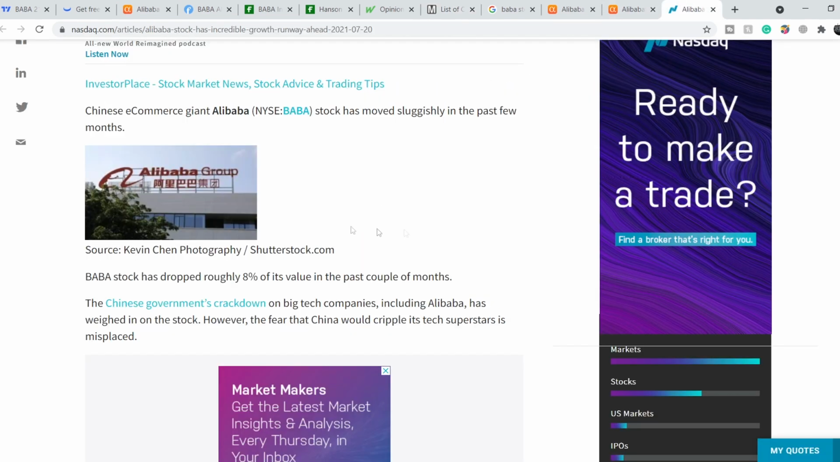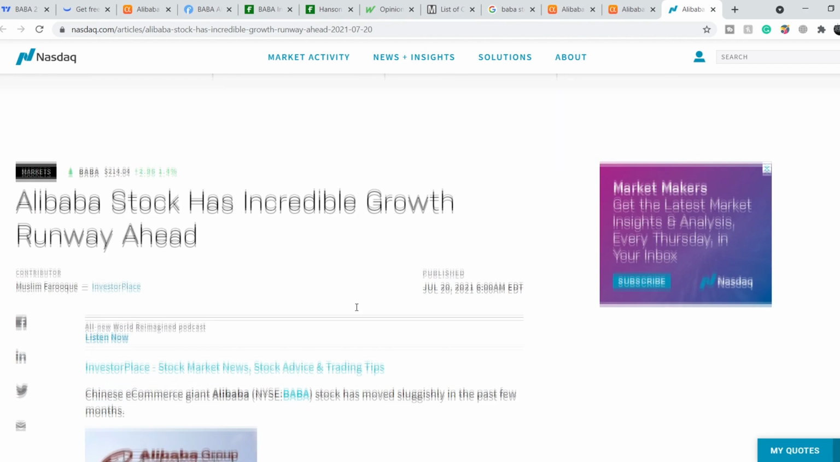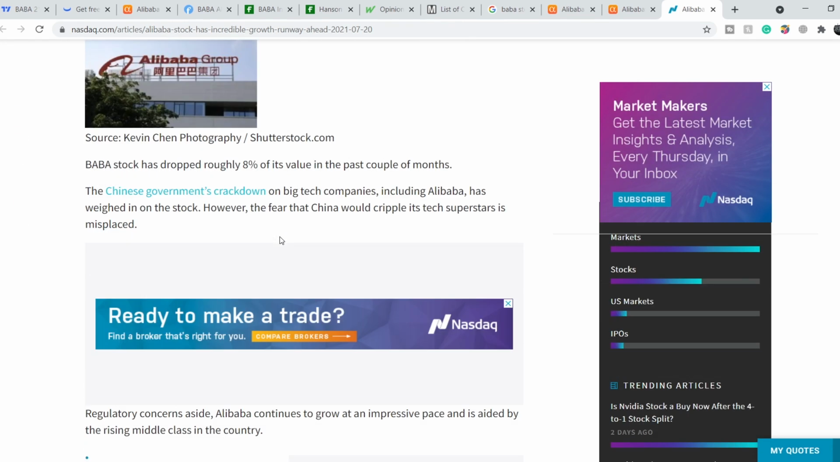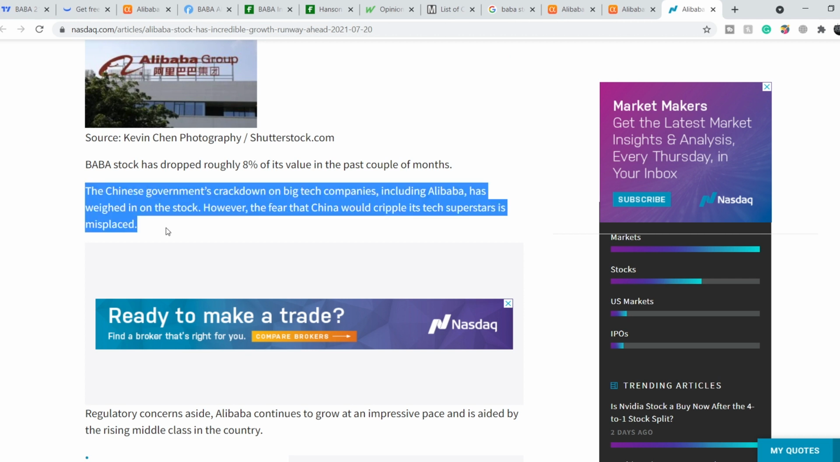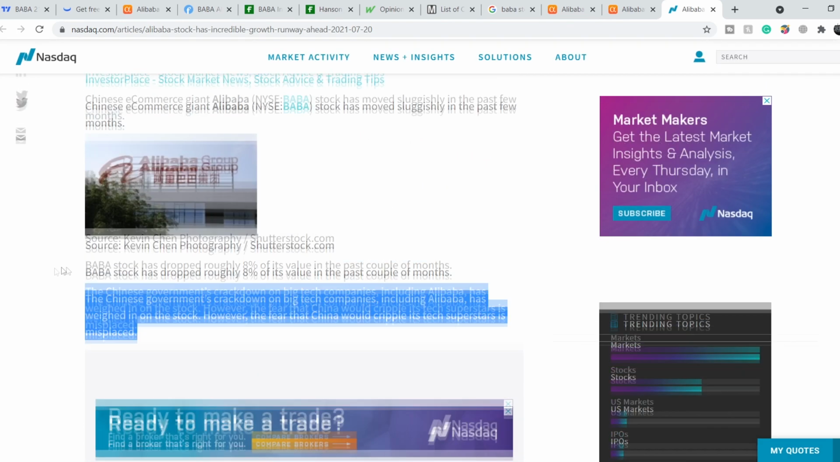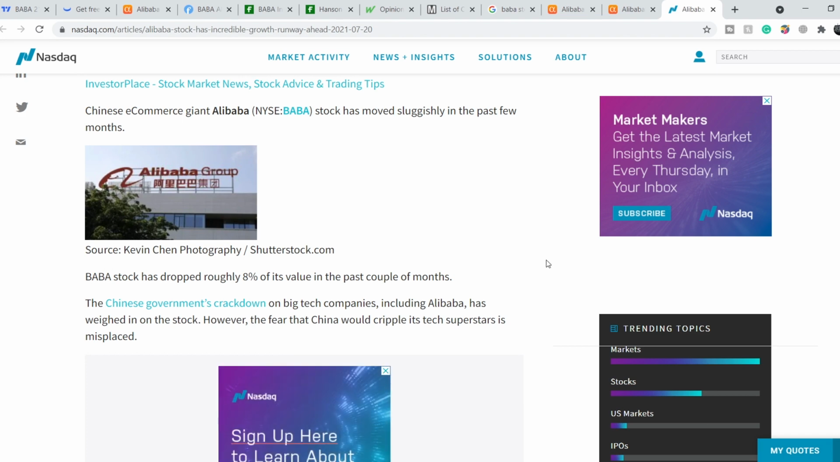And let me show you this. We are on Nasdaq.com, and this article was published on July 20th, and it's titled, "Alibaba stock has incredible growth runway ahead." And let me quote you this. "The Chinese government's crackdown on big tech companies, including Alibaba, has weighed on the stock. However, the fear that China would cripple its tech superstars is misplaced. Regulatory concerns aside, Alibaba continues to grow at an impressive pace and is aided by the rising middle class in the country."